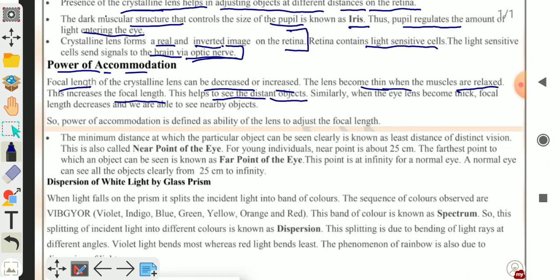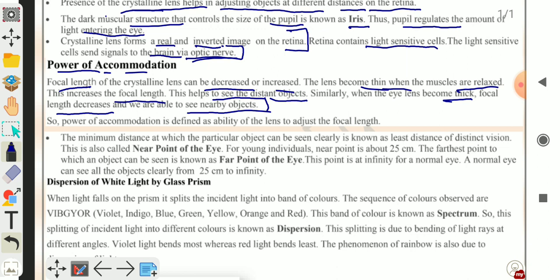Similarly when the eye lens becomes thick. जब हमारा लेंस मोटा हो जाता है due to the contraction of muscles, focal length decreases. Focal length क्या हो जाती है? Decrease, and we are able to see nearby objects. तब we can see nearby objects clearly.